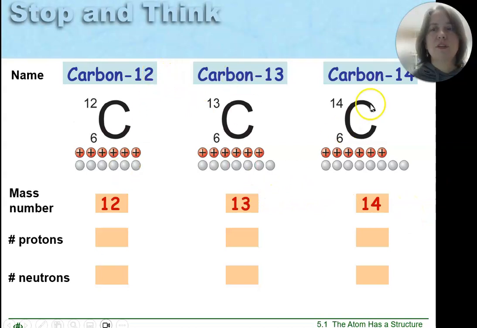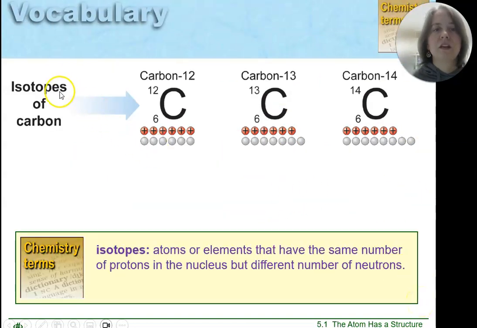Well, carbon 12, carbon 13, carbon 14. What would be the number of protons for carbon 12, carbon 13, carbon 14? Well, it's carbon, so it would be 6 for all of them. And what would be the number of neutrons for carbon 12, 13, and 14? Well, 6 plus 6 is 12 for carbon 12, and then 7 neutrons plus 6 for carbon 13, and 8 neutrons for carbon 14. So these are all isotopes of each other. So we have our protons and our neutrons.